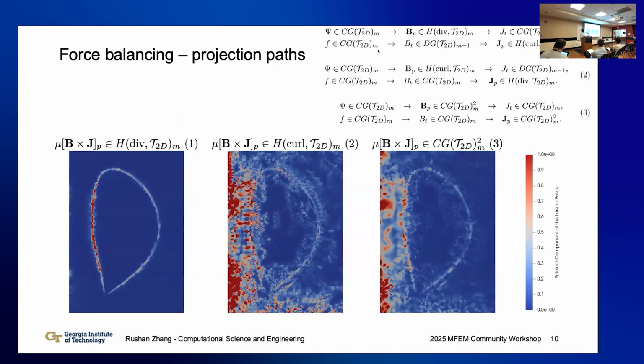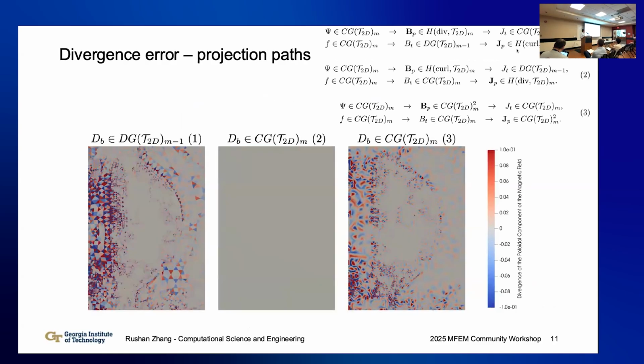However, this doesn't mean that the first one is always preferred, because sometimes we may also care about the divergence-free properties of the magnetic field. So in terms of the divergence-free property, it turns out that the second projection path actually results in smaller error.